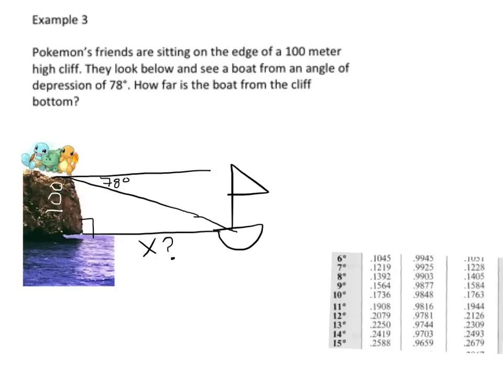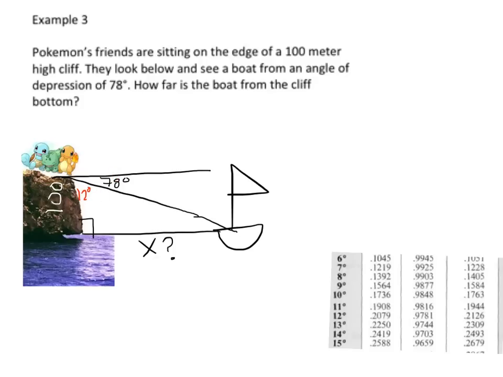So now the question is, what's this angle right here? You should kind of know already. I asked this question already. Remember, if this is 90 degrees and this is a horizontal line, then this angle right here is 90 degrees. If this is 78, then the other angle must be 12 degrees, because 12 plus 78 makes a 90-degree angle.